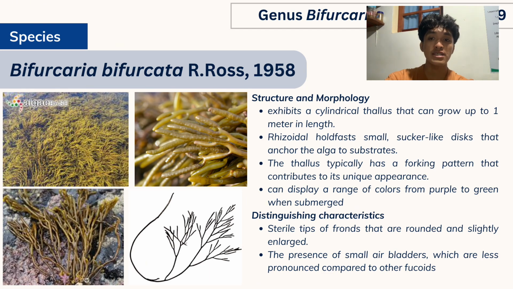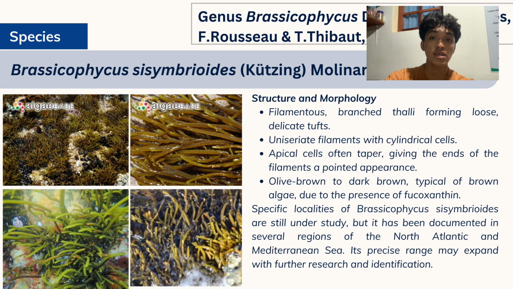And the next species is Brassicophycus brassicaeformis by Molinari and Guiry, 2021. So it has filamentous branched thalli forming loose, delicate tufts. It has uniseriate filaments with cylindrical cells. Apical cells often taper, giving the ends of the filaments a pointed appearance.